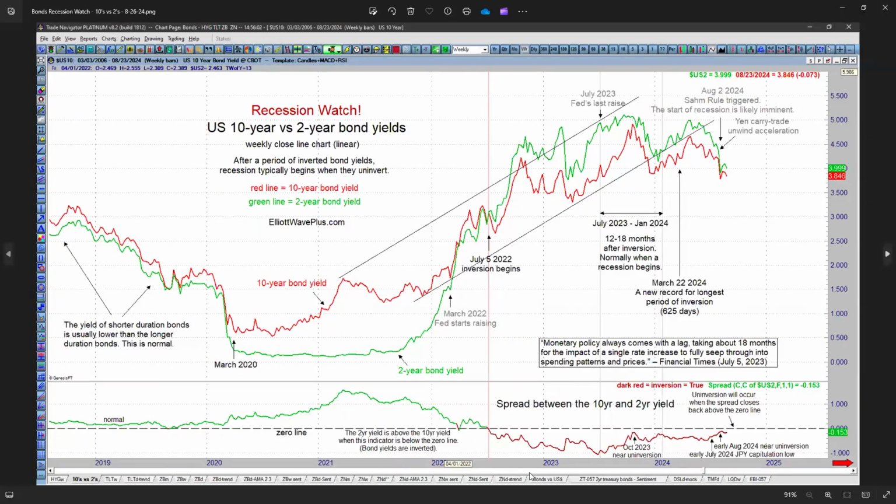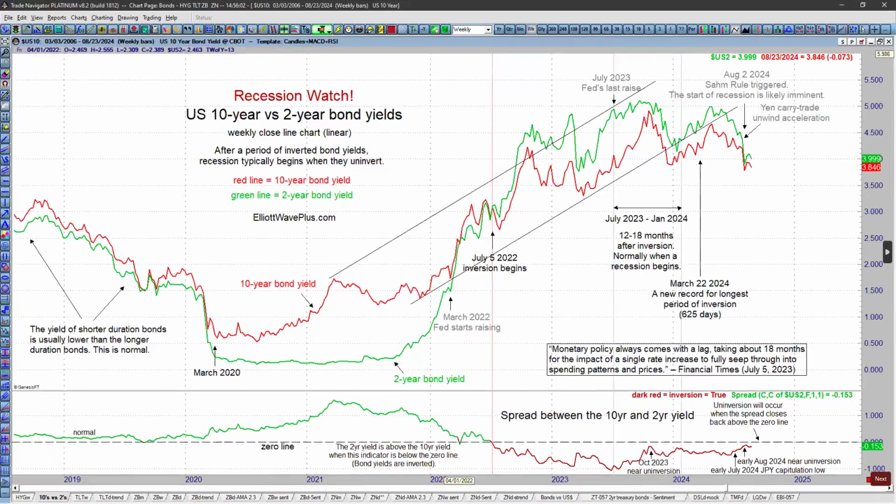So let's move on to bonds. The first chart I want to show you is, let me find it here, I call it Recession Watch. This chart is the 10-year bond yield versus the 2-year bond yield. It's a weekly close line chart, and it goes back to mid 2018.